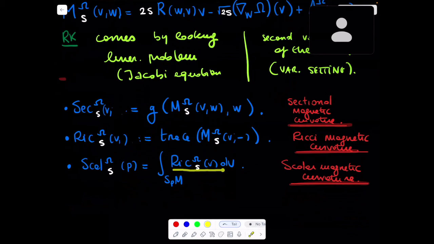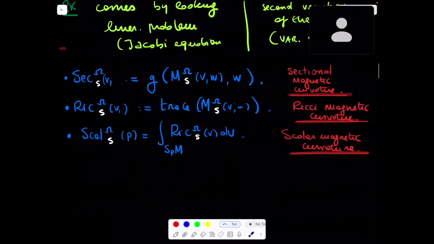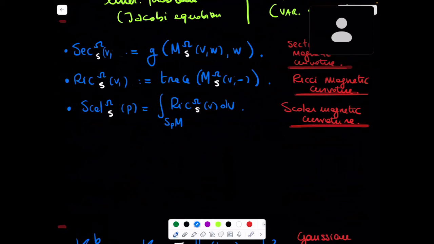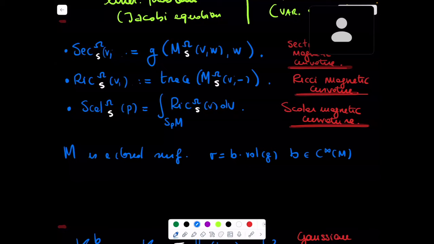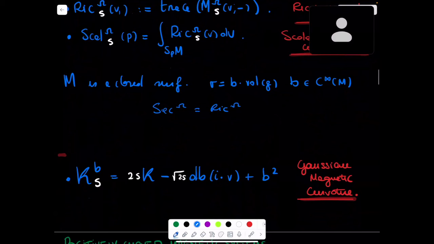A particular case is given in two dimensions, when M is a closed surface. Then sigma is of the form B times the volume form, where B is a smooth function on the surface, which is also called the magnetic function. And for dimensional reasons, the sectional magnetic curvature coincides with the Ricci magnetic curvature, in what we define as the Gaussian magnetic curvature, which takes a very interesting form.